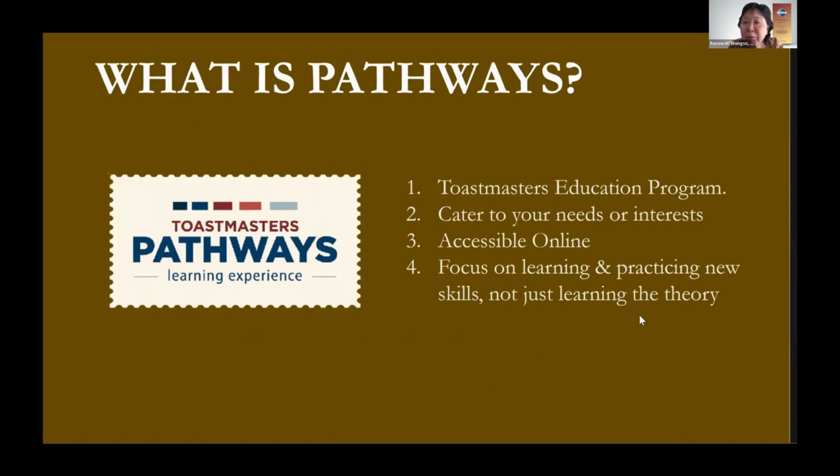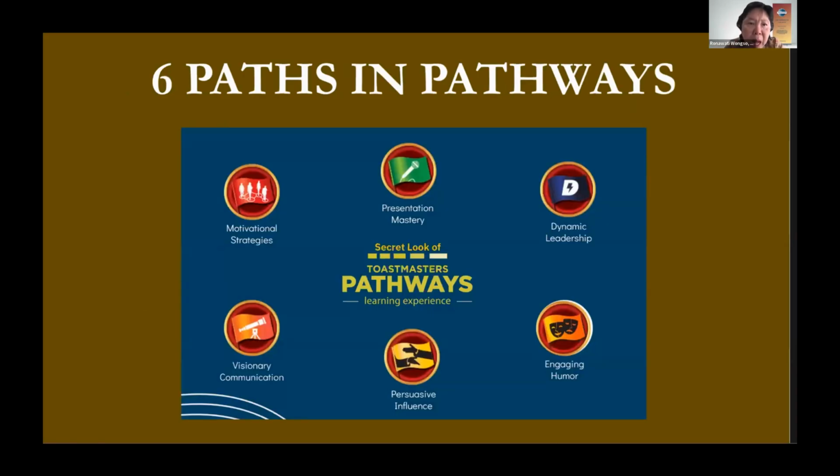You practice in front of an audience. Now the question is, how many paths are in Pathways? I mentioned previously we have 11, but nowadays we only have 6, which are presentation mastery, engaging humor, dynamic leadership, motivational strategies, visionary communication, and persuasive influence. So only 6. And what are the differences?